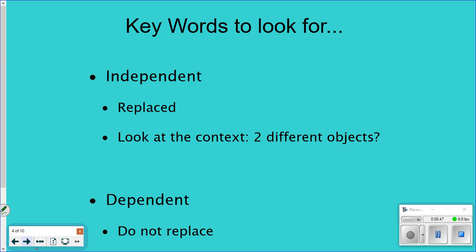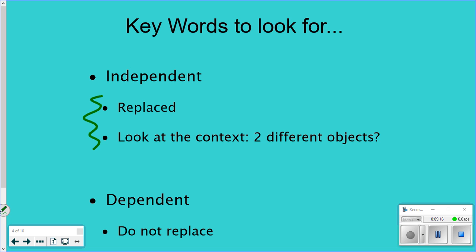Other things I have for you to write down is some keywords. Sometimes there's keywords to go along with this stuff. So if you see one of these keywords, you can kind of determine what kind of event it is. So independent event, look for these words or look for these things. 2 different things. Maybe it says is replaced. Maybe you pick a sock out of your drawer, you're going to replace it back in. It's going to tell you what's going on.